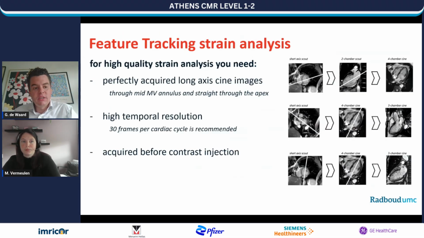So there are a couple of things that are important for acquisition in terms of strain analysis. For high quality strain analysis, you need perfectly acquired long axis cine images, which go through the mid mitral valve annulus and straight through the apex. It's important that there is a high temporal resolution. This is, of course, the advantage of CMR. So 30 frames per cardiac cycle are recommended. And what is very important is that in your protocol, you acquire the strain analysis before you give contrast, because that will mess with the strain values. Next slide.